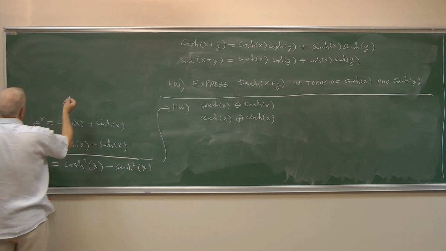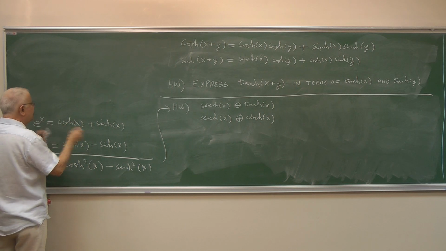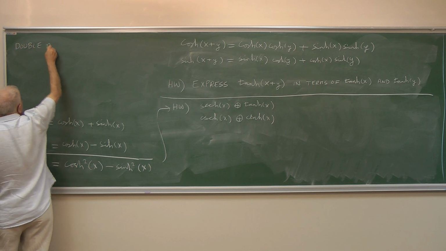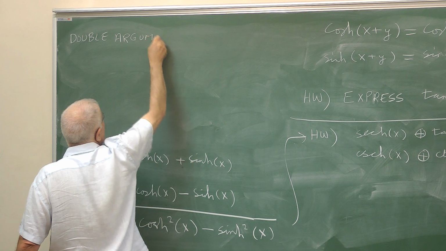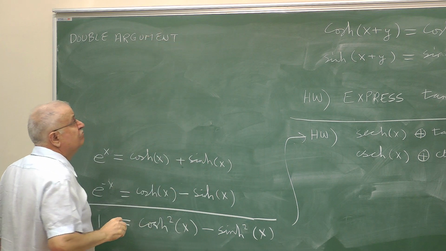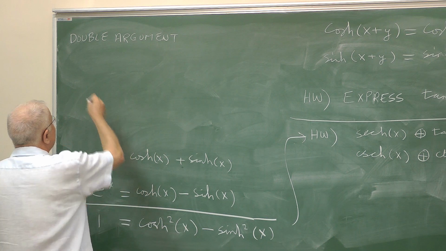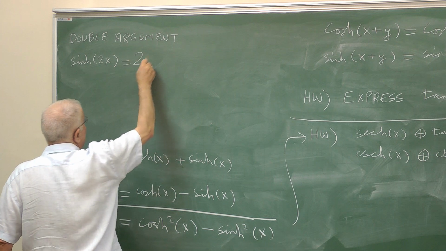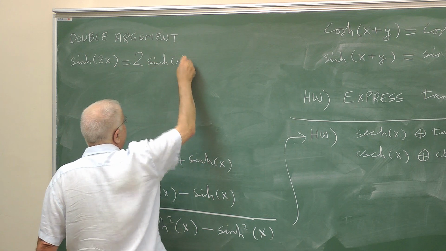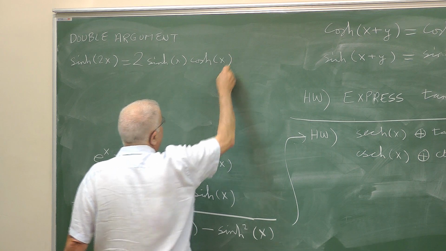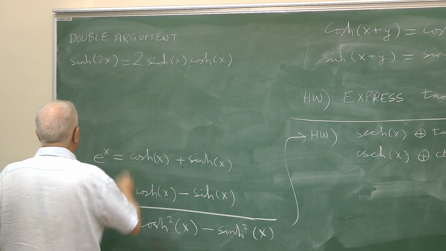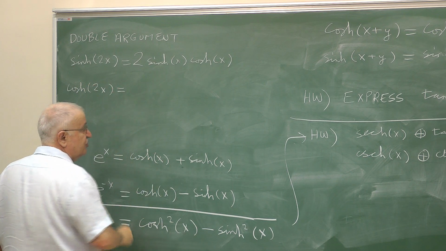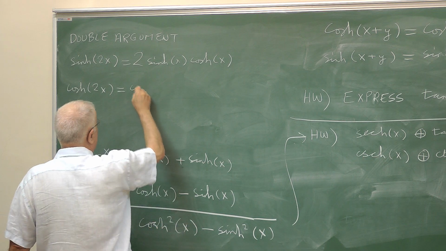Now, double angle formulas of trigonometric functions here should be called double argument. Now, sinh is very simple. Sinh 2x equals 2 sinh x cosh x. Trivial. Cosh 2x is more interesting because this is, as you see, cosh square minus sinh square.